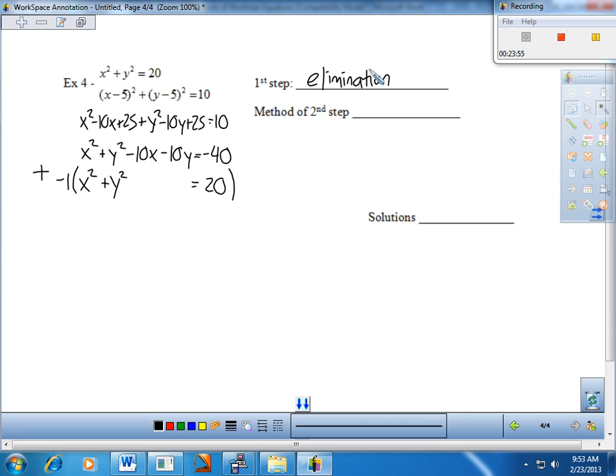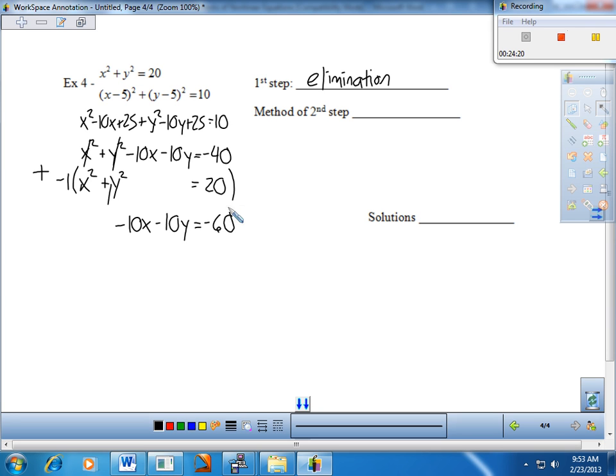Unfortunately, there are no easy answers on this one. But when I do this, x squared plus -1x squared, these are going to cancel. I bring this on down, I get negative 10x. Bring this on down, I get negative 10y. And I want to be careful here. This is a negative 20. So if I add those together, I end up getting negative 60.